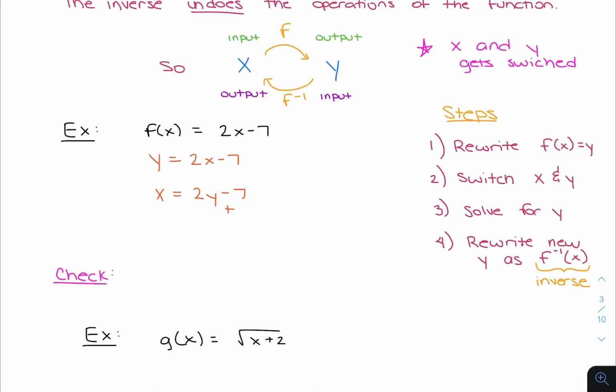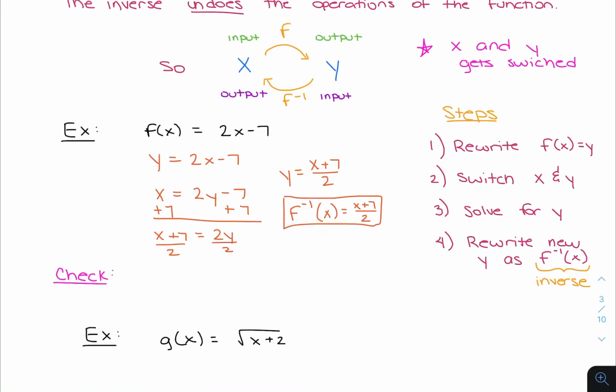By doing this, we're actually undoing all the operations that the original function had. So we would be left with x plus 7 is equal to 2y. And to get rid of the 2, we can divide both sides by 2. So our y is equal to (x plus 7) over 2. So this is what our inverse function is. And to denote that this is an inverse function, we would write f to the -1 power of x is equal to (x plus 7) over 2. So this is our inverse function.